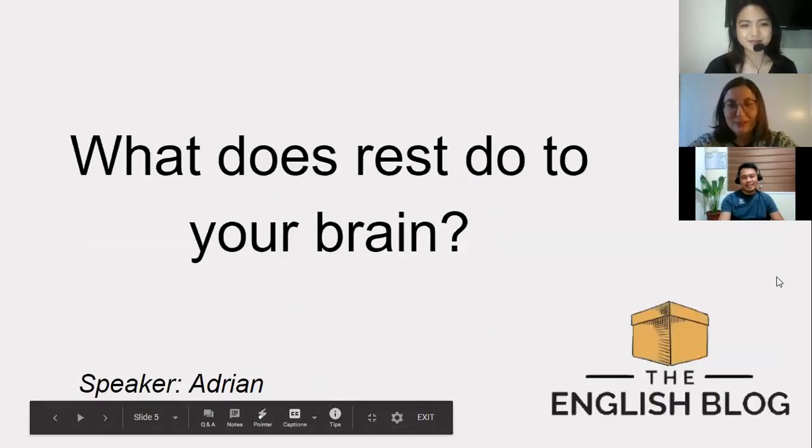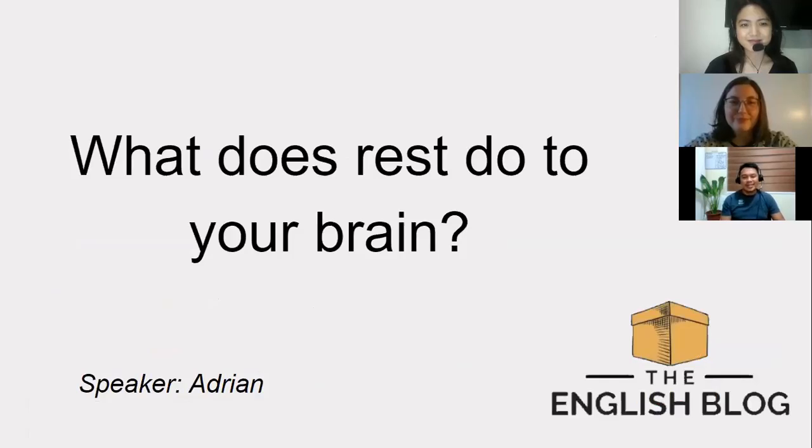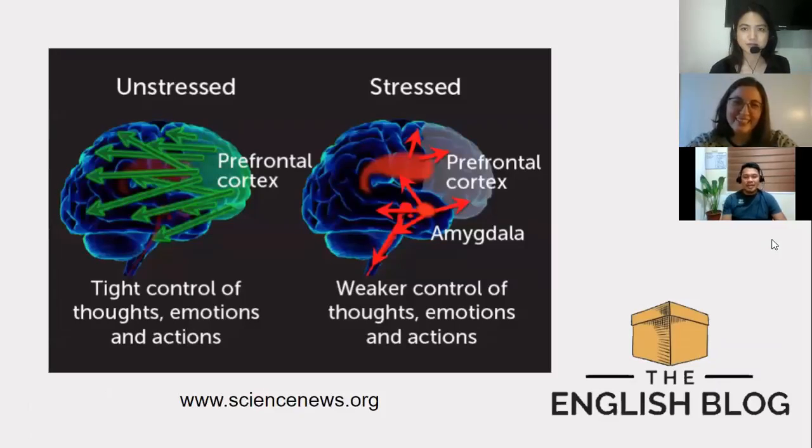Okay, so here comes the first question. What does rest do to your brain? So let's talk about the neuroscience of rest first. You see here in this image, two kinds of brain. One is the unstressed and the other one is the stressed brain. If you see the prefrontal cortex, that's the one in our forehead. In the stressed brain, you see that it's grayed out. This is like a brain scan, and that's how it's color-coded.